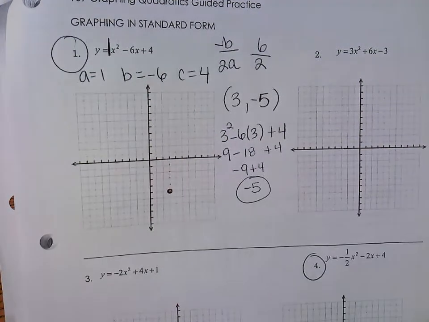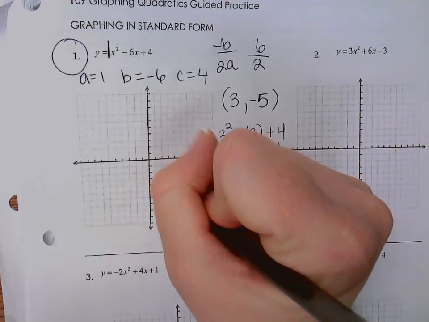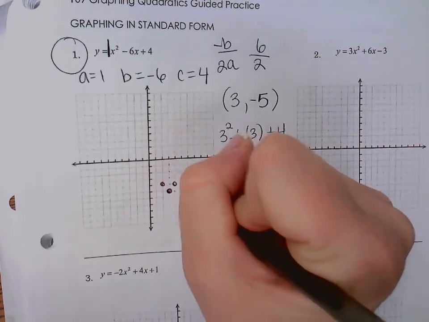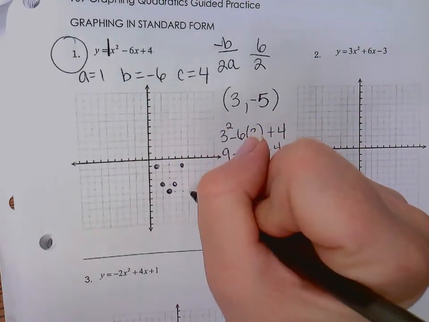And then this is just a parent function from there. So over 1 up 1, over 2 up 4 from the vertex, over 3 up 9. Over 2 up 1, 2, 3, 4. Over 3 up 1.